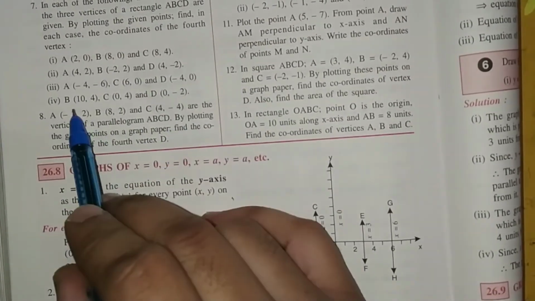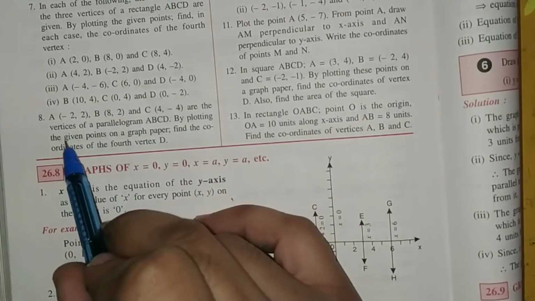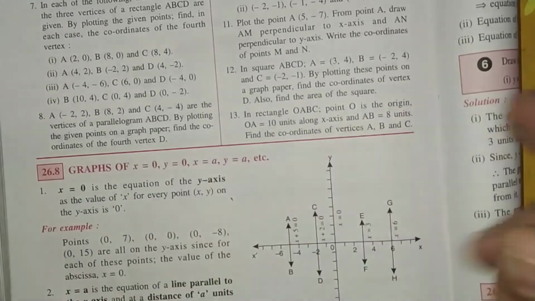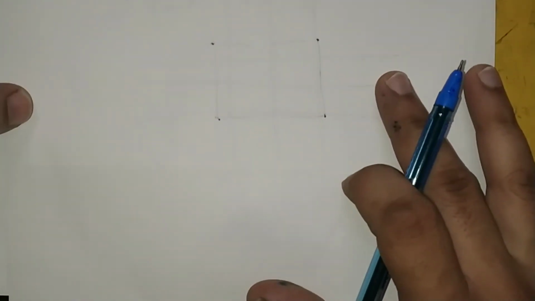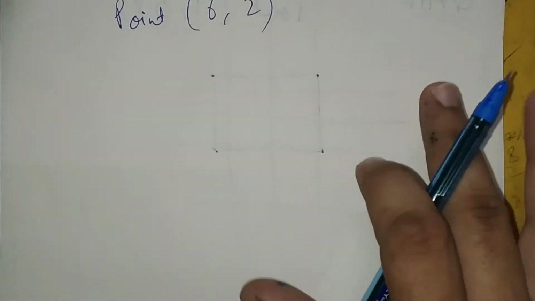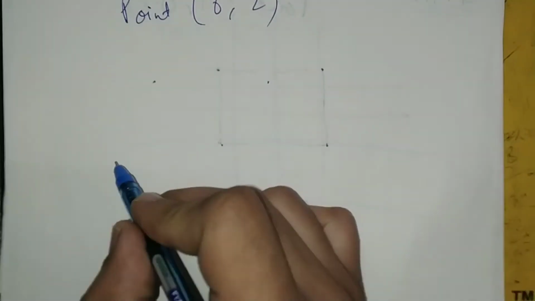Next, the 8th question. ABCD are vertices of a parallelogram ABCD, by plotting the given points on the graph. This is also similar. You just need to know that 3 points are given. So suppose these are the 3 points.